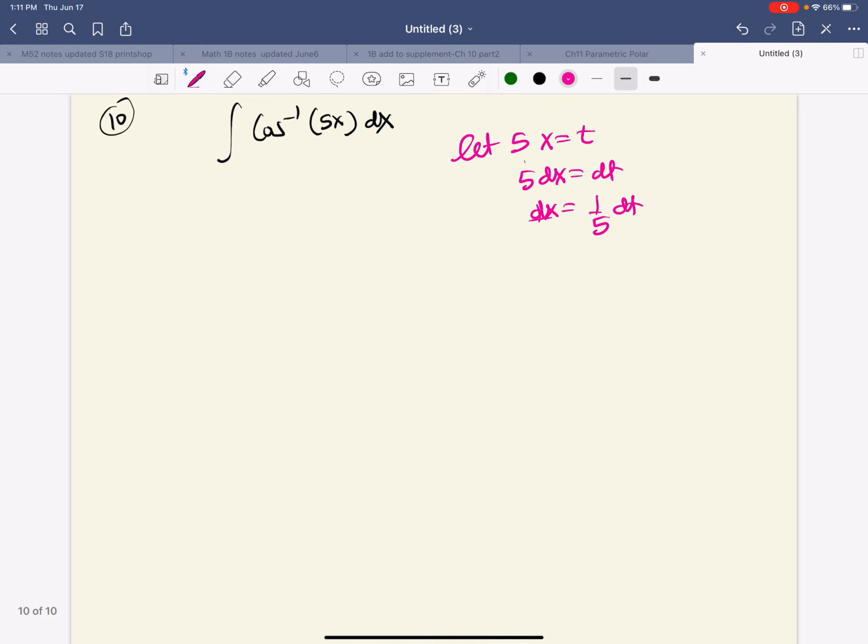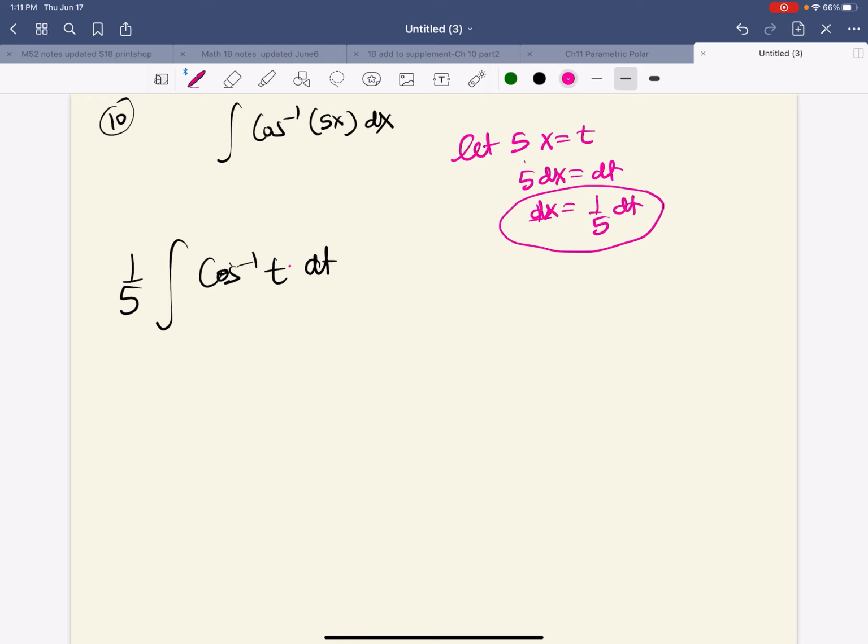And there was one more problem, the integral of cos inverse of 5x dx. So here I'm going to let 5x be t. I'm not going to let it be u, because eventually when I do integration by parts, I will be using u, dv, v, du. So I'm going to let 5x be t. 5 dx will be dt, and dx will be equal to 1/5 dt. So now we are going to write it as the integral of cos inverse of t, with 1/5 pulled out, dt.